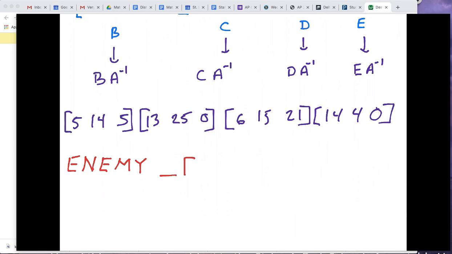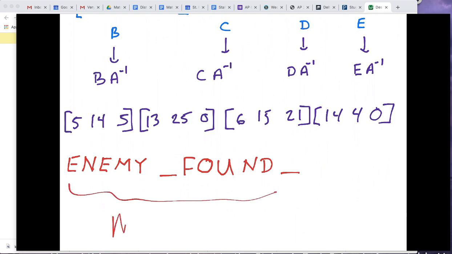6 is the letter F. 15 is the letter O. 21 is the letter U. 14 was the letter N. And 4 was the letter D. And so there's our message. That is the message.